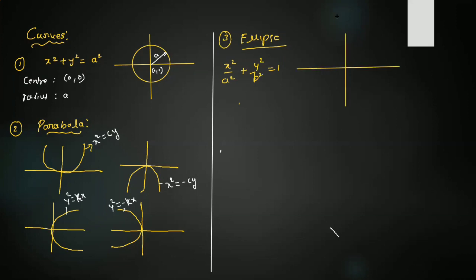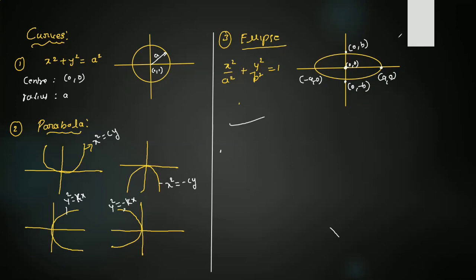And remember how the ellipse will be. This is the ellipse. And the points always, this is a comma 0 and this is minus a comma 0. And this point is 0 comma b and this point is 0 comma minus b. And this is the center 0, 0. We call this the major axis and this is the minor axis. So this is the ellipse, parabola and ellipse.